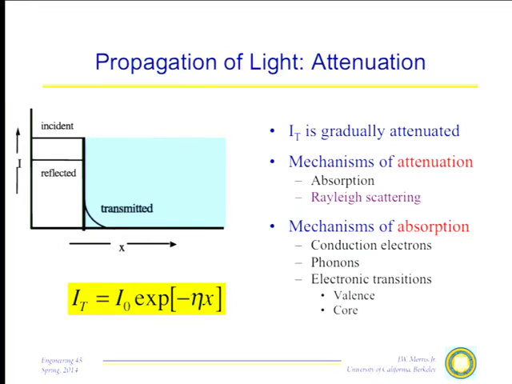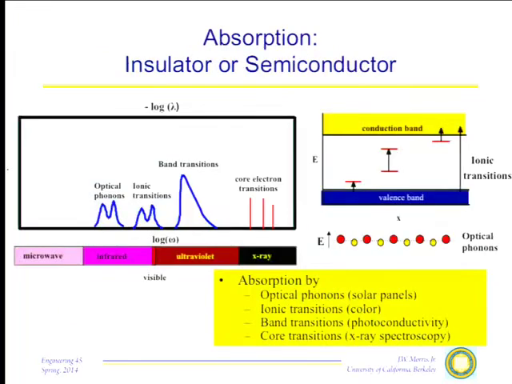So all of these absorption mechanisms contribute to the attenuation, and particularly in the case of metals, where we're exciting conduction electrons, this can make the attenuation coefficient so high that the penetration of the light beam into the solid is very, very short, and therefore the metals are opaque.